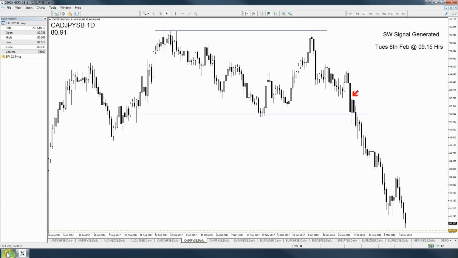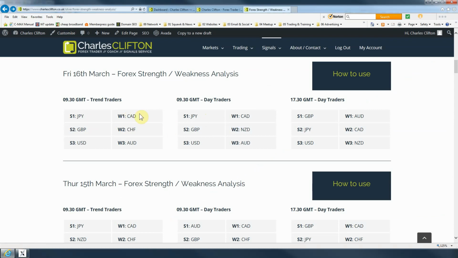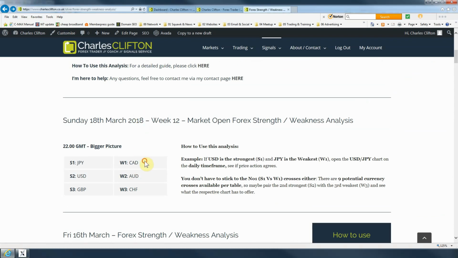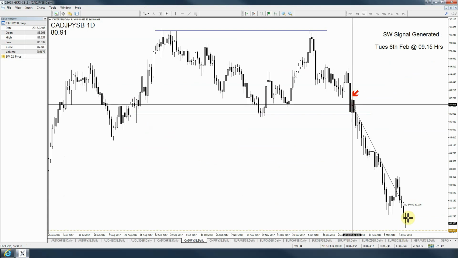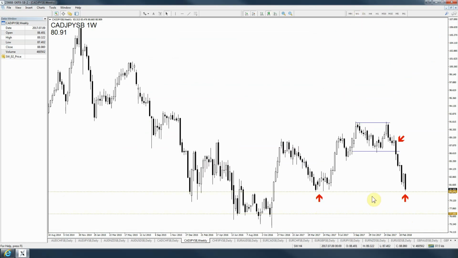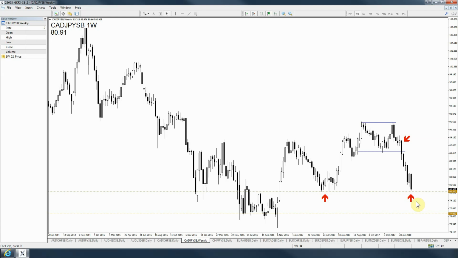So one quick word we have here, CAD yen. Okay, I'm just going to give you a little heads up. CAD yen has been, as you can see, and as we discussed a moment ago, moving in that direction for quite some time. I want to pull you here onto a weekly time frame. I just want you to be aware of this area here. We're currently looking at an 80.50 area of support.